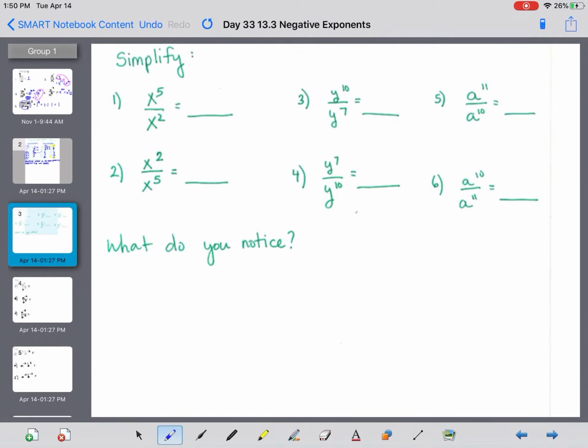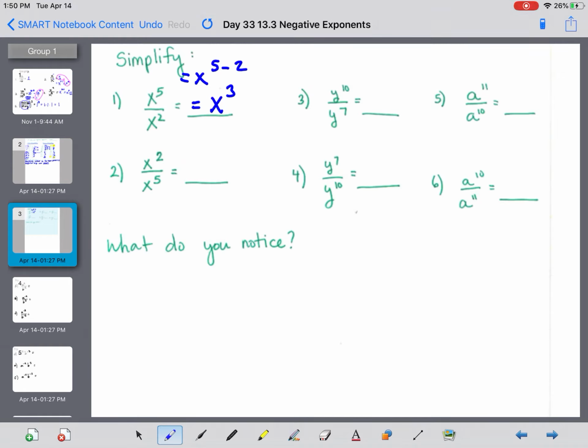All right, on the back side here, I have 6 problems, and just to go through and simplify them, 1, 3, and 5, you should be able to do no problem. Same base, so we can go ahead and subtract the exponent, so we'll do that for number 1. So this would be x to the 5 minus 2 power. So this would be equal to x to the third.